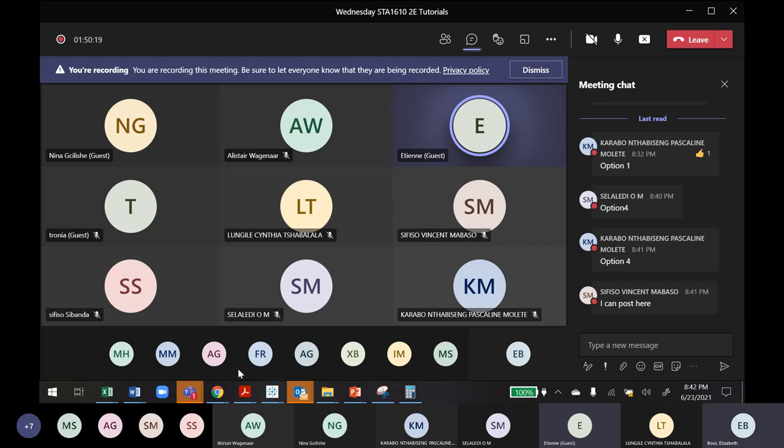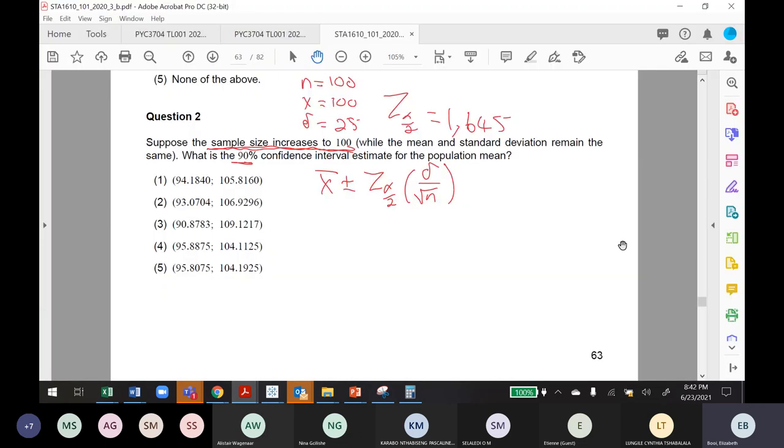Oh, okay. All right. So let's do the answer then. Our mean is 100. Our critical value is 1.6445. Our standard deviation is 25. Square root of our n, 100.